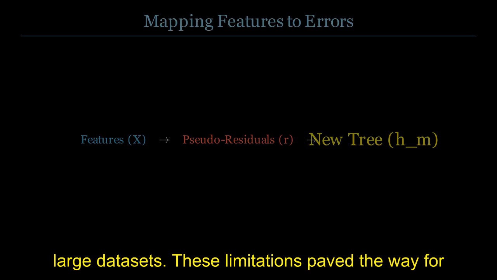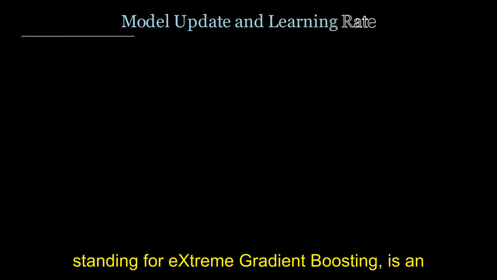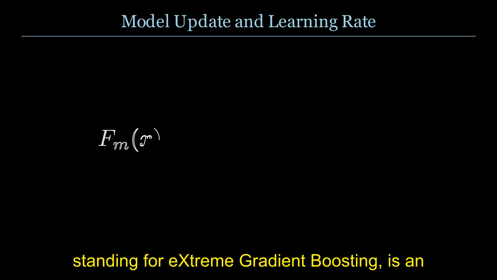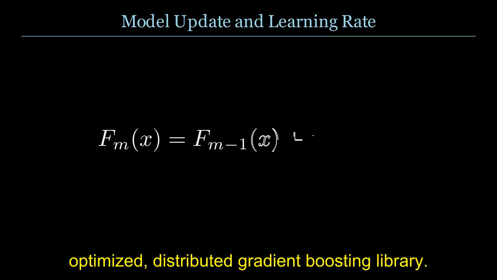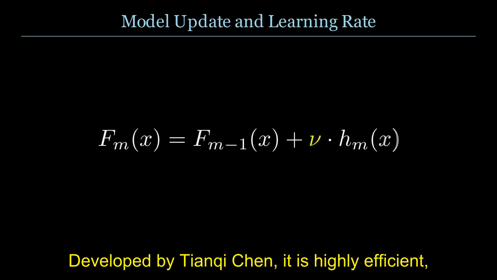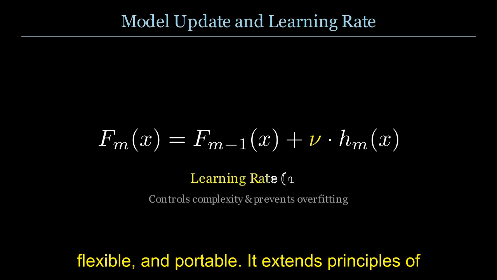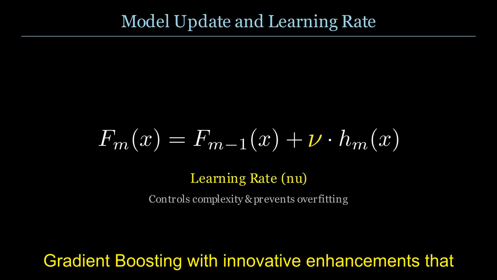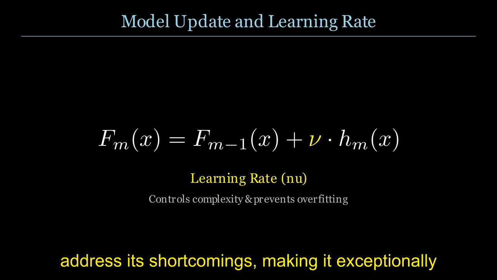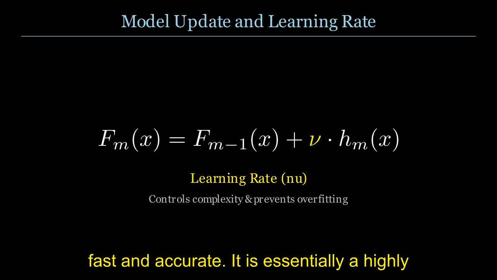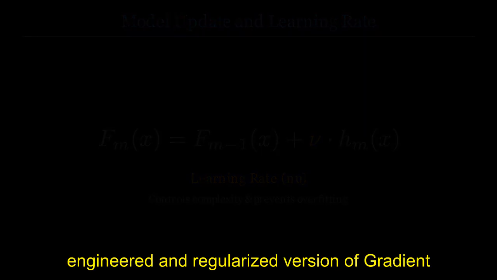These limitations paved the way for optimized versions, leading us to XGBoost. XGBoost, standing for Extreme Gradient Boosting, is an optimized, distributed gradient boosting library. Developed by Tianqi, it is highly efficient, flexible, and portable. It extends principles of gradient boosting with innovative enhancements that address its shortcomings, making it exceptionally fast and accurate. It is essentially a highly engineered and regularized version of gradient boosting.